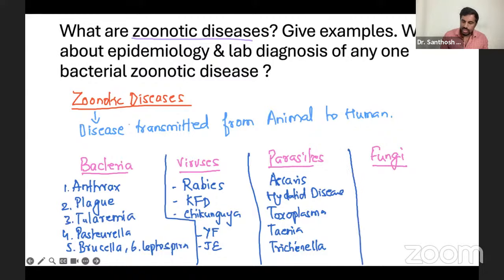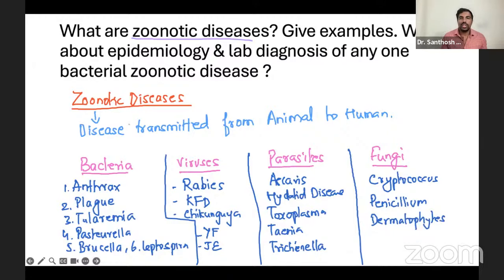Okay, parasites. In fungi, the classic one is your Cryptococcus. If you remember, Cryptococcus neoformans is coming from the bat. But not only that, many things. If you remember, Penicillium, it's coming from the bamboo rat, right? Not only that, all your dermatophytes usually come from pet animals. The dermatophyte infections, ringworm infections and all, they come from there. Okay, so big list. Many of the dimorphic fungi, for example Histoplasma, Blastomyces, they all have a link with animal contact. So these are very common zoonotic diseases.